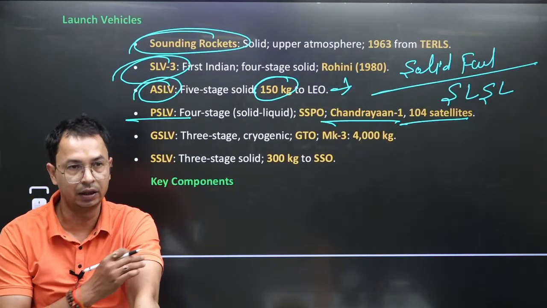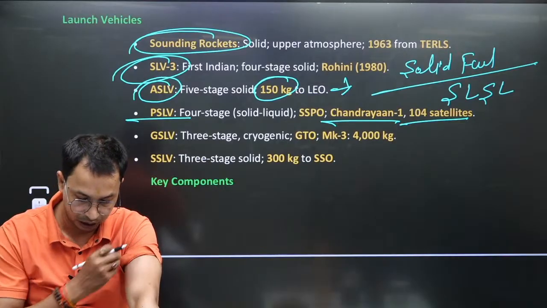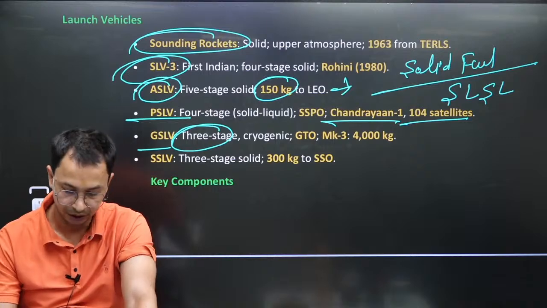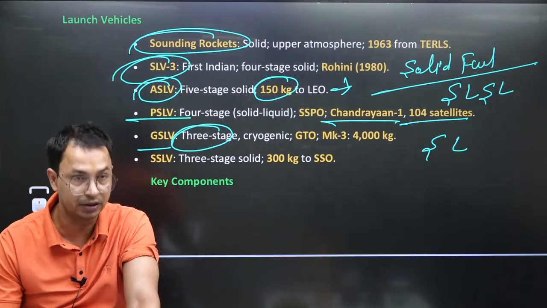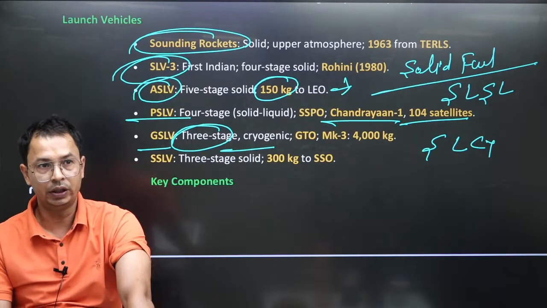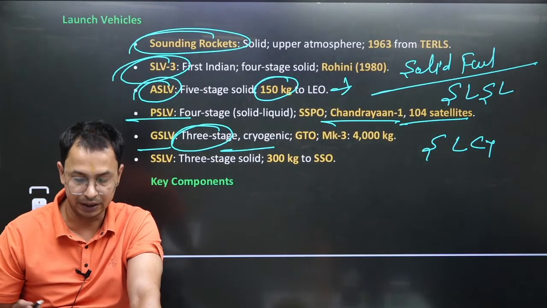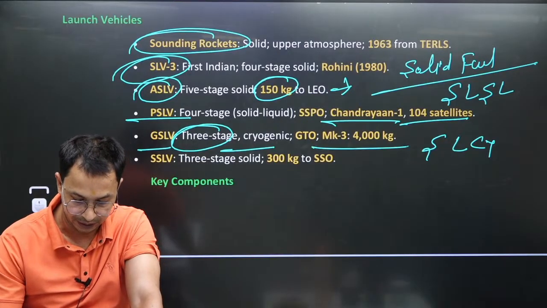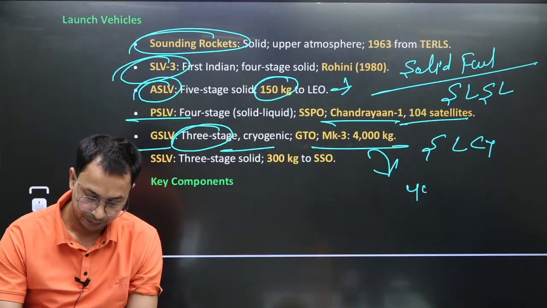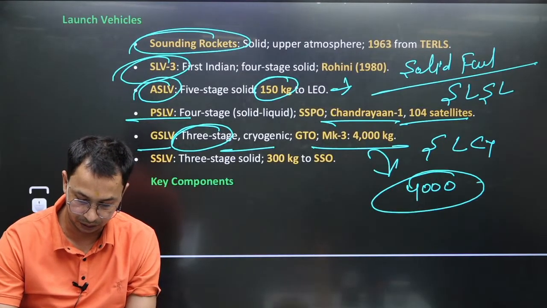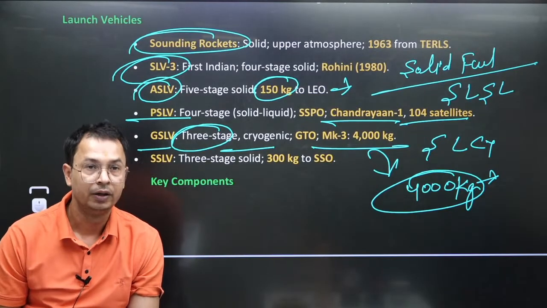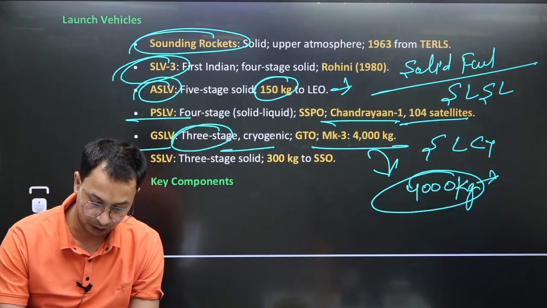Then we have another rocket that is called GSLV. GSLV has 3 stages. First stage is solid, then second stage is liquid, and third stage is cryogenic. And by adding the cryogenic stage, its payload capacity increases, and now it can deliver up to 4,000 kgs to the geosynchronous transfer orbit, and in the low Earth orbit it can deliver approximately 10,000 kilograms of payload.